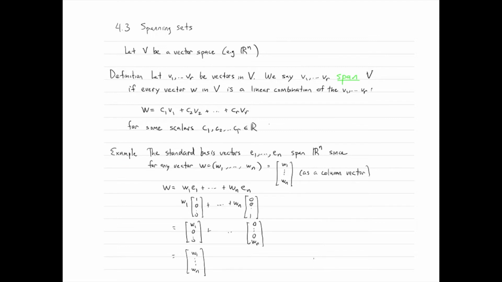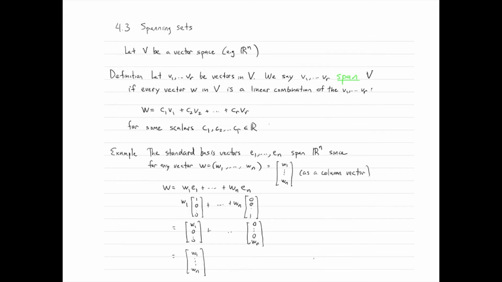So here's an example. The standard basis vectors E1 through En, those are the vectors that have 1 in exactly one spot, 0 elsewhere. So these standard basis vectors span Rn. Since for any vector W with components W1 up to Wn in Rn, well, now we're going to start writing these vectors as column vectors, like so. This is an n by 1 column vector. Anyway, W is this linear combination of the standard basis vectors.